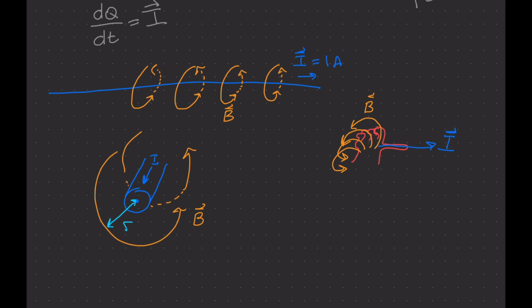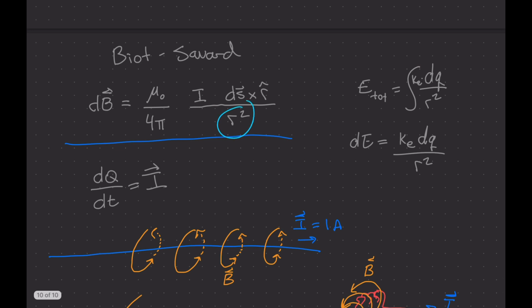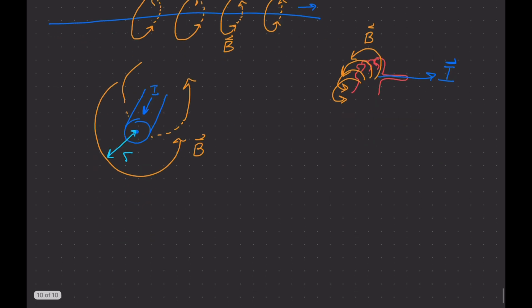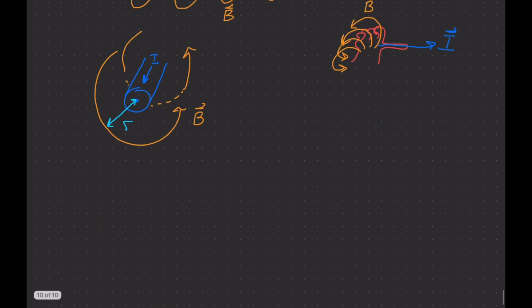And as you get further from the wire, due to this little r squared over here, the magnetic field decreases. And this little ds cross r is a way of encapsulating the information that the right-hand rule holds. So the Biot-Savart law implicitly uses the right-hand rule because of the cross product between ds and r over here. So what is ds and r?